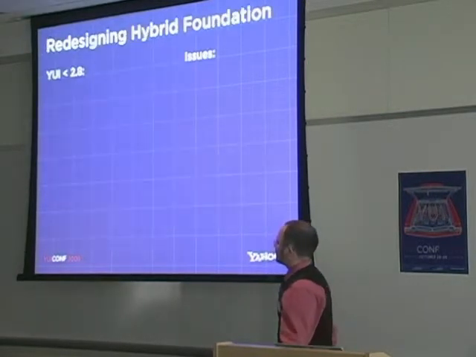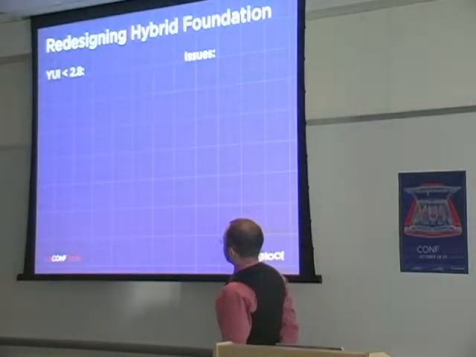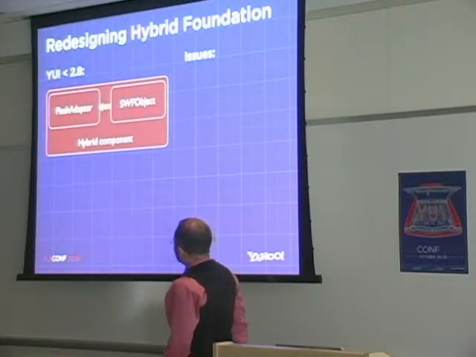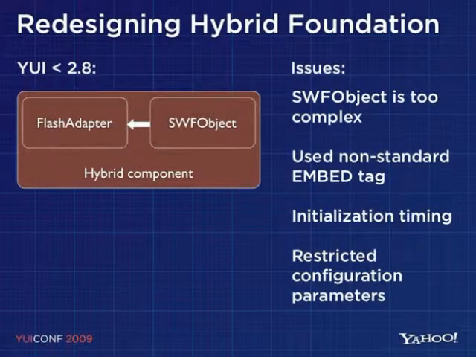the problem. So first, redesigning the hybrid foundation. In YUI 2.7 and below, the hybrid components looked roughly like this. They used Flash Adapter, which was our wrapper around SWFObject, which is a more popular way to embed SWFs. But it turns out SWFObject is very, very complex for our purposes. And I covered this in the talk yesterday, so I'm just going to go through this briefly.